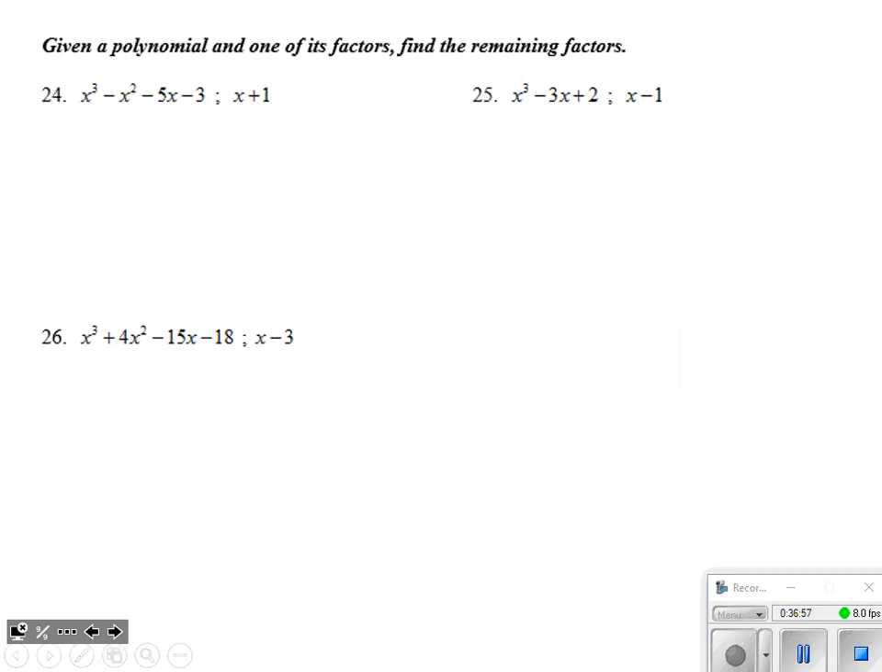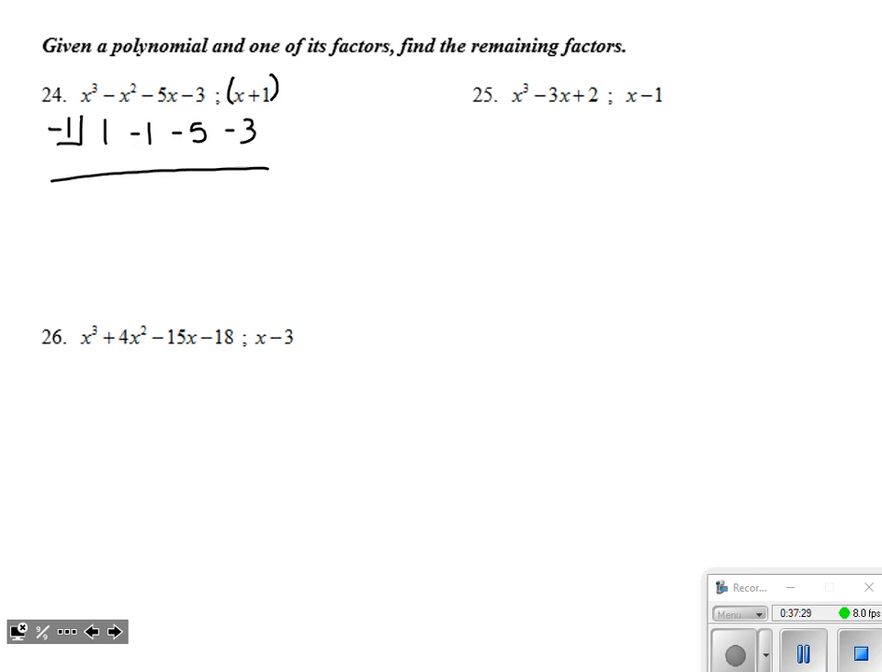All right, and our final slide, final section of our review: if we have a polynomial and one of its factors, find the remaining factors. Well, if we have a factor, it means I should get a remainder of 0. In number 24, this x plus 1 should divide that polynomial cleanly, leaving a remainder of 0. So if I carry out synthetic division, again, they give me a factor, so I want to take the solution out of that factor.